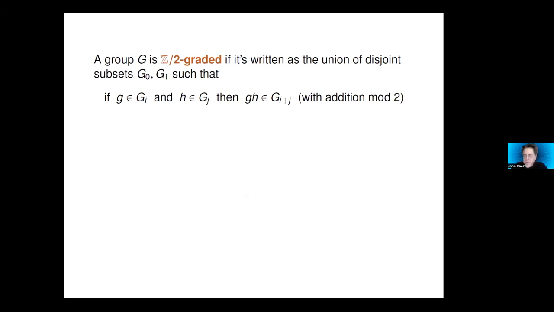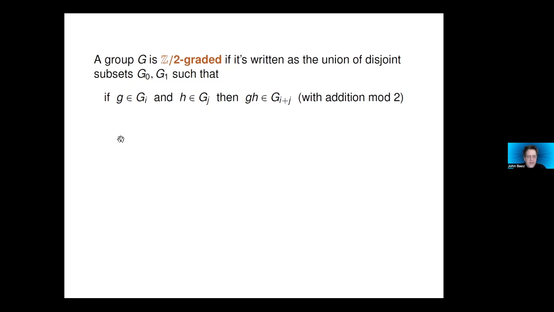And I'm going to think about symmetries as well. So I'm going to have a symmetry group running around, but I'll let it be a Z mod 2 graded group. And that just means it's a group that's a union of two disjoint subsets. So we say there are even elements and odd elements, with the property that if you multiply an even guy and an even guy, you get an even guy, or if you multiply an even guy and an odd guy, you get an odd guy in either order, or if you multiply two odd elements, you get an even element. So we're doing addition mod 2 here, which is why it's called Z mod 2 graded.